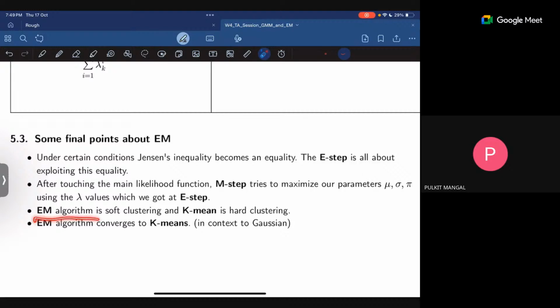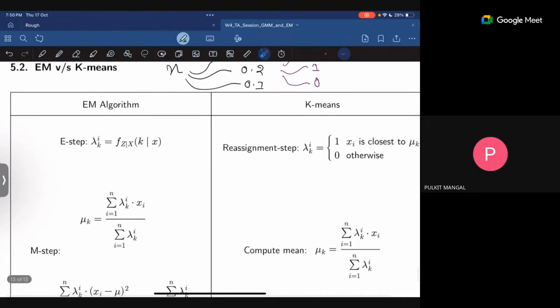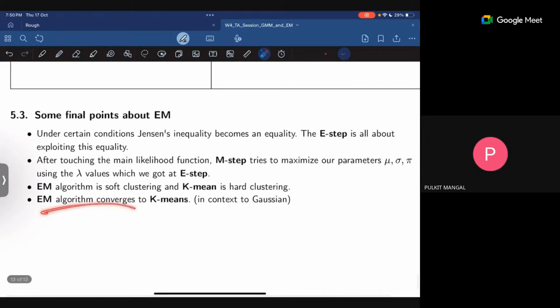Another point about EM is that EM algorithm is soft clustering and K-means is hard clustering, as we showed here before. In EM algorithm we take values between 0 and 1, that is probability, while in K-means we do hard clustering, that is, either the data point belongs to one cluster or it does not. And EM algorithm converges to K-means. So if you just keep on running the EM algorithm, it will converge to K-means.